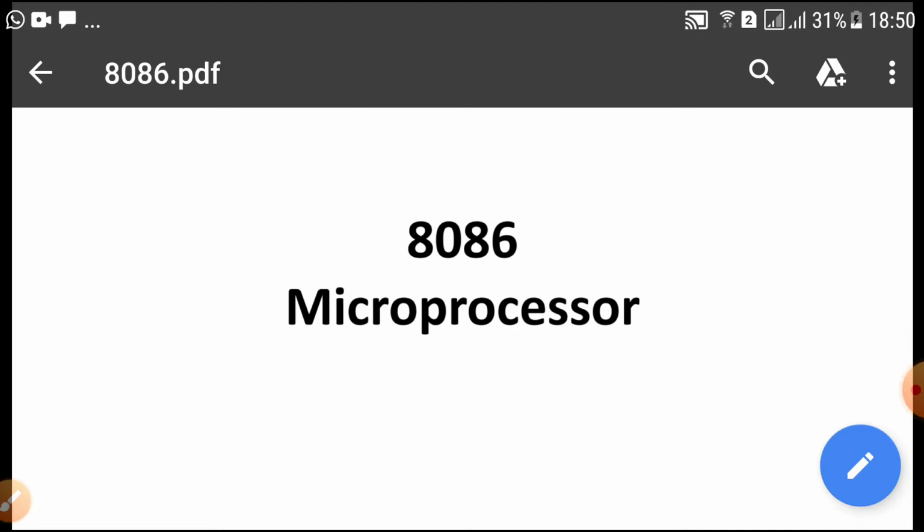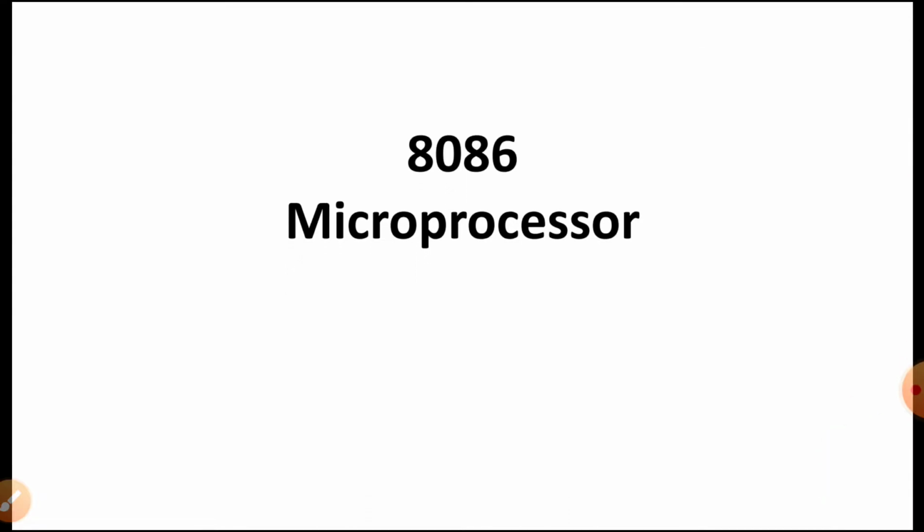Whenever you compare this 8086 processor with the 8085 processor, you will find that many of the limitations which were with the 8085 have been rectified in most of the cases in the 8086.